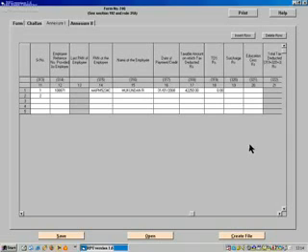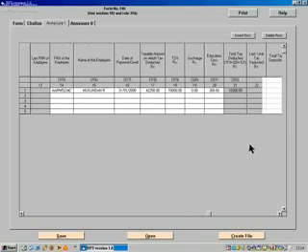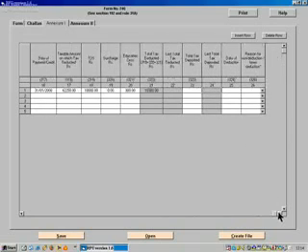TDS. Surcharge. If you are not having any surcharge, you have to give 0 here. You should not leave it blank. I am not having any surcharge, so I am putting 0. Education cess, 3%. Total tax deposited. In government, whatever tax is deducted, the same is deposited. There cannot be any difference between these two amounts. So total tax deducted is 10,300. Same amount is deposited.